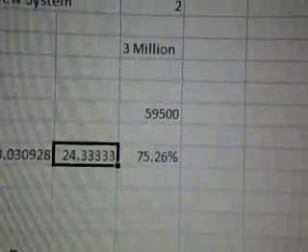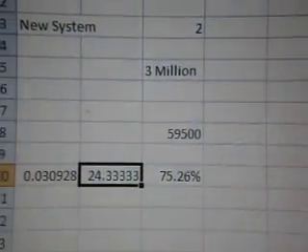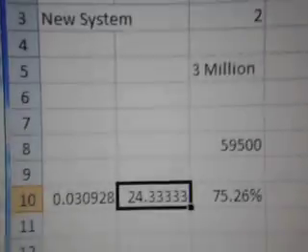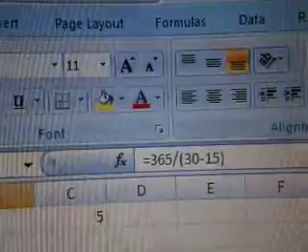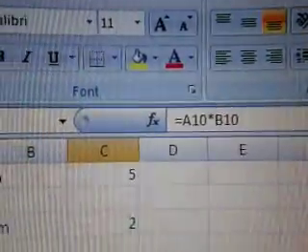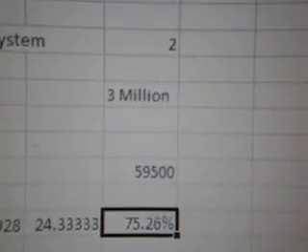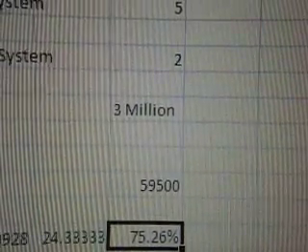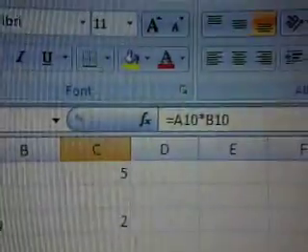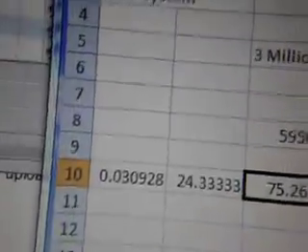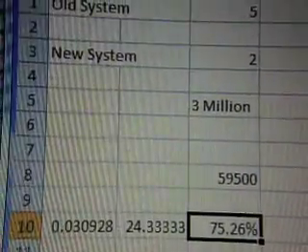165 divided by the days credit is outstanding. In this example, it is 30 days, and they have 15 days to take the discount. So 30 minus 15, that is your second part. Then you multiply these two, the first part of the formula and the second part, and that will give you 75.26%. Everybody got that? Okay, good.